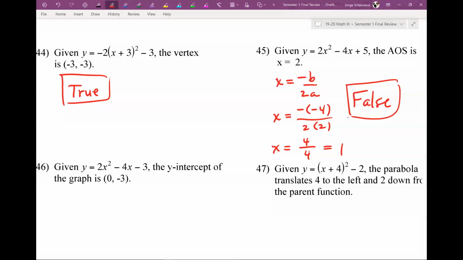If they would have said the axis of symmetry is equal to 1, then yes, that would be true. All right, the next one, given y equals 2x squared minus 4x minus 3, the y-intercept of the graph is (0, negative 3). Is that true or false? That's true. Since this is in standard form, the negative 3 is your y-intercept, and y-intercepts are written as 0 and then your number. So this is true.